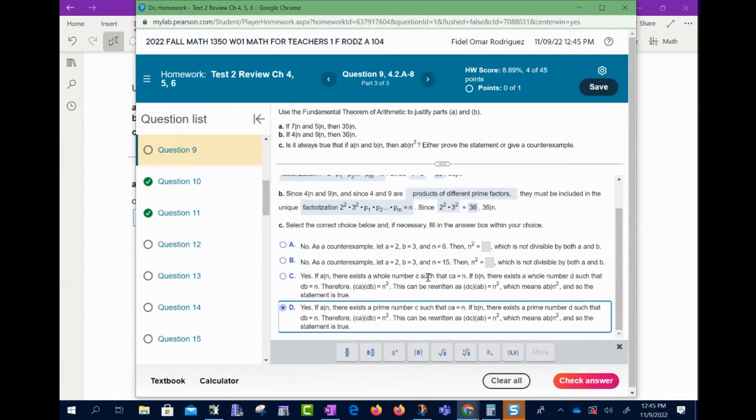Okay, if A divides n, then there's a whole number C such that C times A is equal to n. And if B divides n, that means that there's a whole number D, so that D times B equals n. And let's see. DC equals AB n squared, which means that A and B divide n squared. I'm trying to figure out what's the difference between C and D. Okay. That looks right. That looks right.